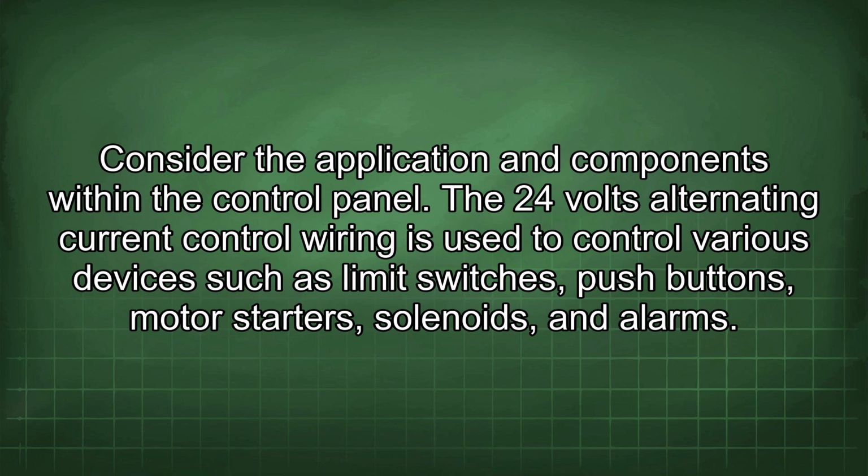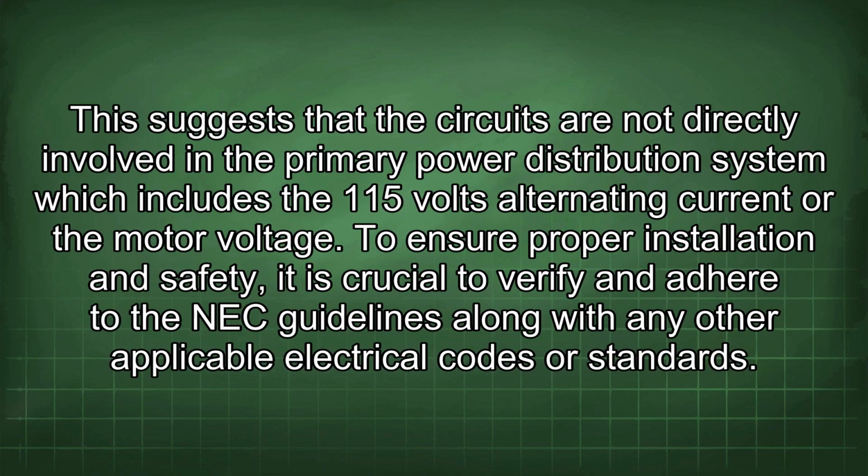The 24 volts alternating current control wiring is used to control various devices such as limit switches, push buttons, motor starters, solenoids, and alarms. This suggests that the circuits are not directly involved in the primary power distribution system, which includes the 115 volts alternating current or the motor voltage. To ensure proper installation and safety, it is crucial to verify and adhere to the NEC guidelines along with any other applicable electrical codes or standards.